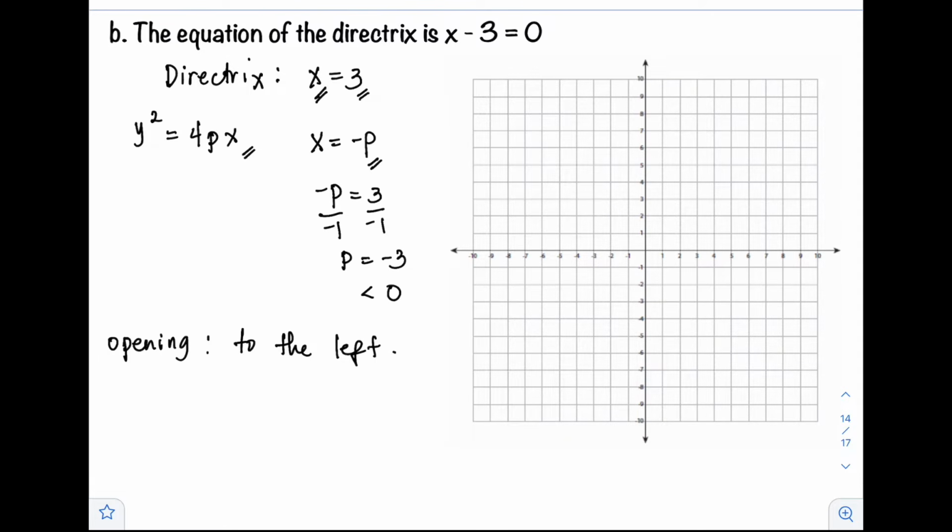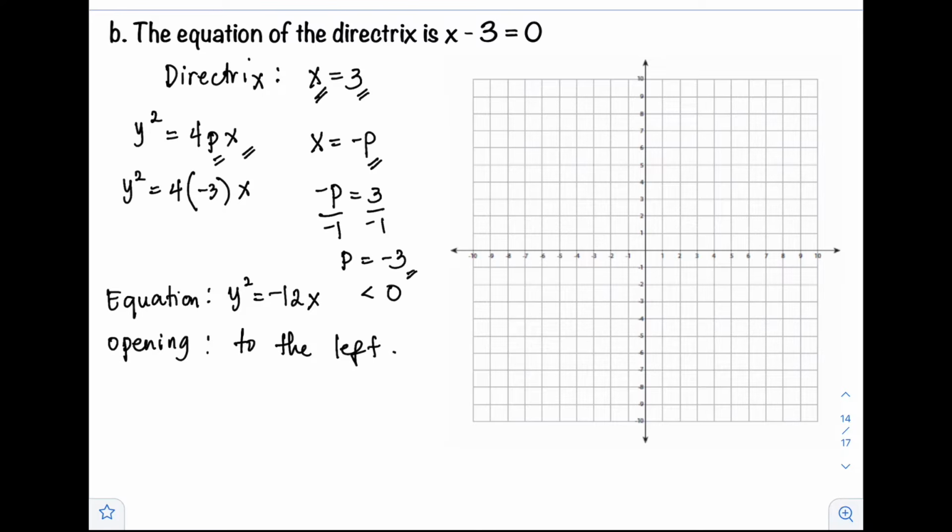Okay? So, may value na tayo ng p. So, pwede na nating makuha yung ating standard form of equation ng parabola. So, substitute natin si negative 3 dun kay sa p natin dito sa formula. So, that is 4 times negative 3 then x. So, ang ating equation is y squared equals negative 12x.